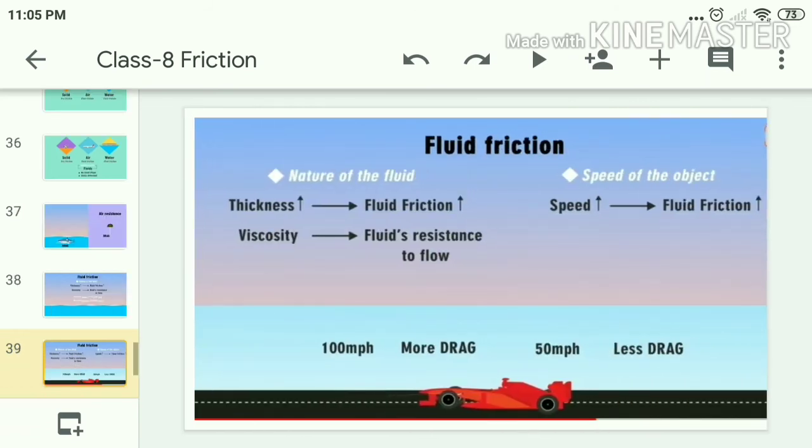And another factor is the speed of the object. For example, if you observe a car moving at 100 kilometers per hour and another car moving at 50 kilometers per hour, which car will offer more friction? Obviously, the object which is moving with high speed will experience more friction. The object which is moving with less speed offers less friction. That shows that the speed of the object also affects friction.